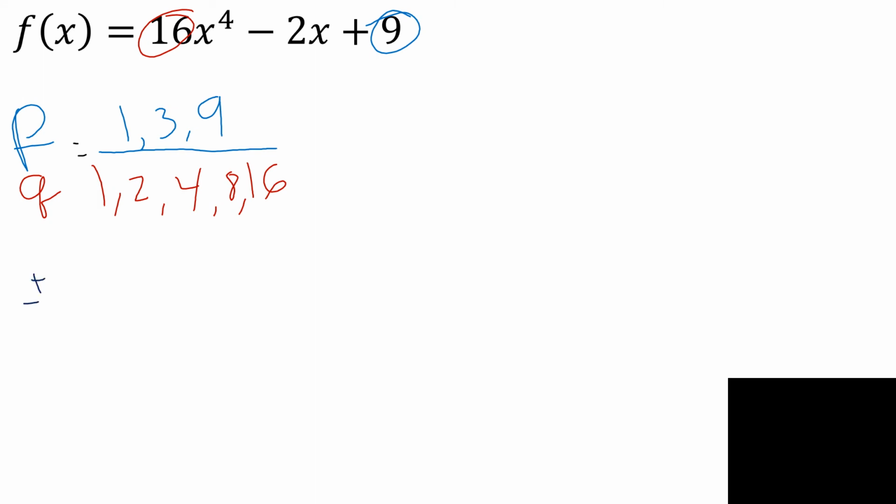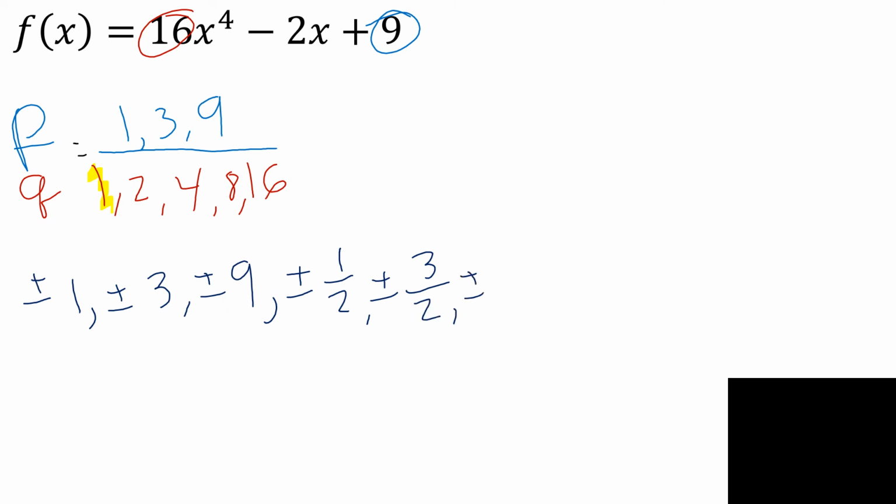So first things first is everything on top divided by 1, which is nice and easy enough. Now everything on top divided by 2, plus or minus 1/2, plus or minus 3/2, plus or minus 9/2. Now everything divided by 4, plus or minus 1/4, plus or minus 3/4, plus or minus 9/4.